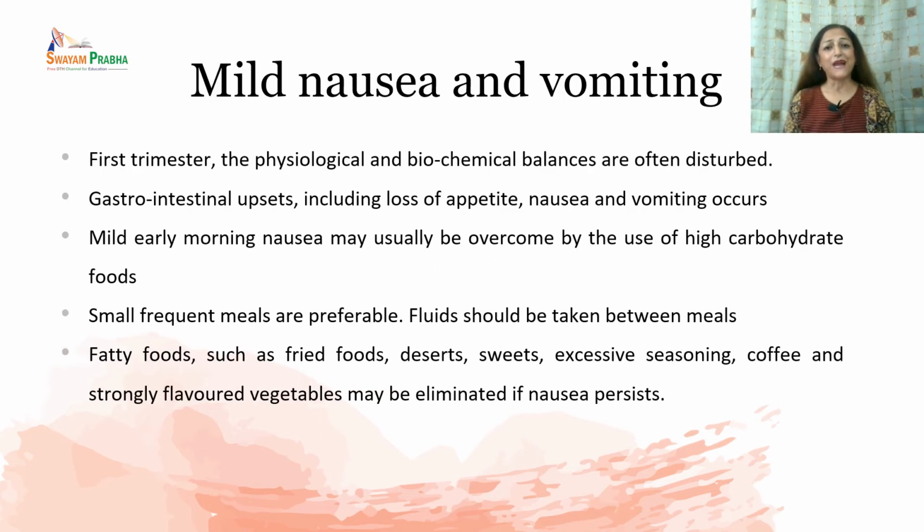Mother could feel mild nausea or vomiting. During the first trimester, the physiological and biochemical balances are often disturbed, possibly because of excessive hormone production. So the gastrointestinal upsets, including loss of appetite, nausea, vomiting, are relatively frequent, and loss of weight occasionally takes place because of inability to take sufficient food. Early morning nausea may be overcome by using high carbohydrate foods such as rusk or dry toast or hard candy.